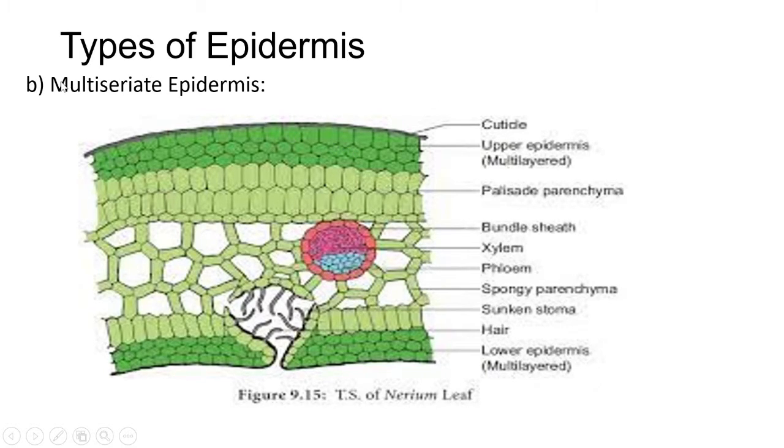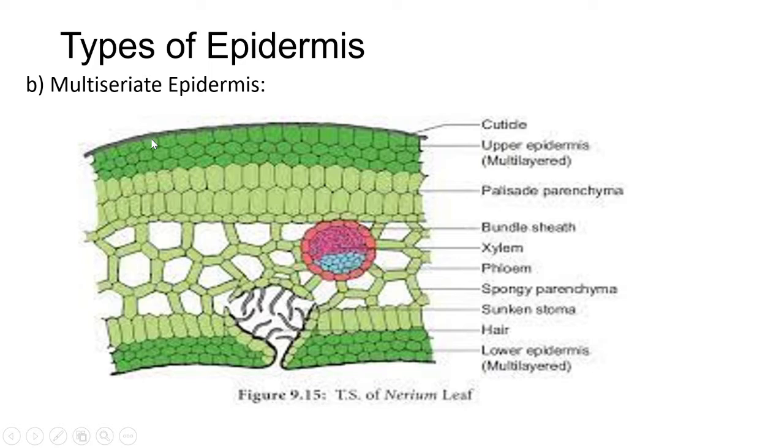Here you will get the second type, multiseriate epidermis. Now in this diagram, 1, 2, 3 layers of green color are there. That's why it is called multi-layer, and they are also covered by the cuticle. The thick cuticle is present to protect the inner organs of the plant from excess heating or high temperature.